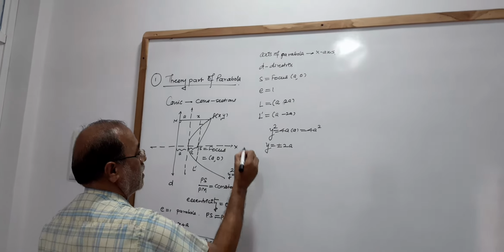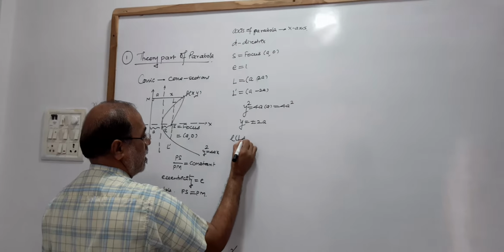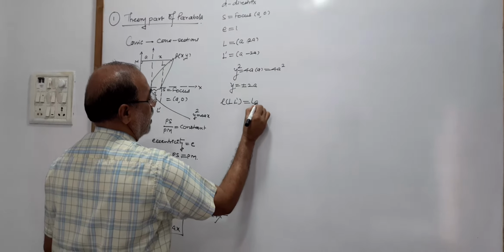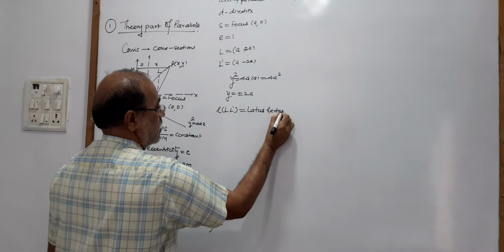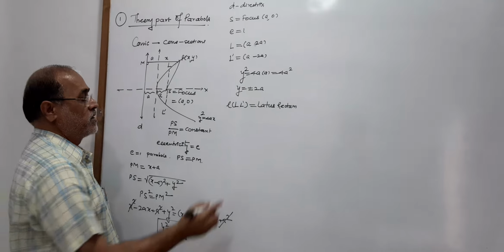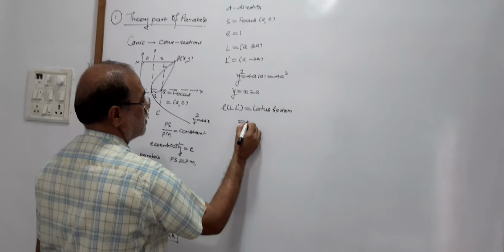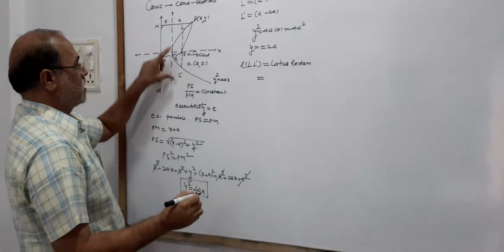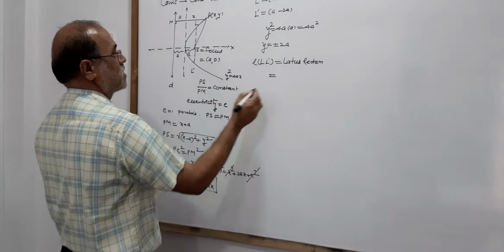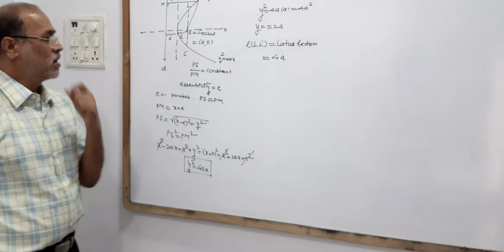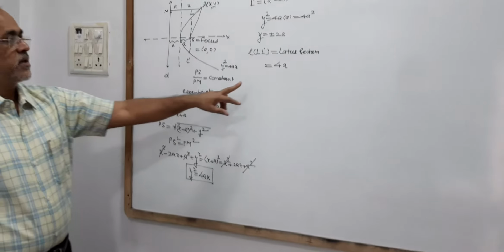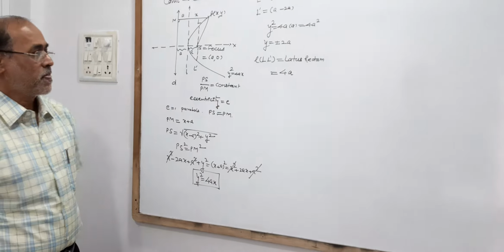Now, the length of LL dash is called the latus rectum. This latus rectum is nothing but this much is twice a, and the lower part also twice a, total becomes 4a. For any parabola of this shape, the latus rectum is always 4a.